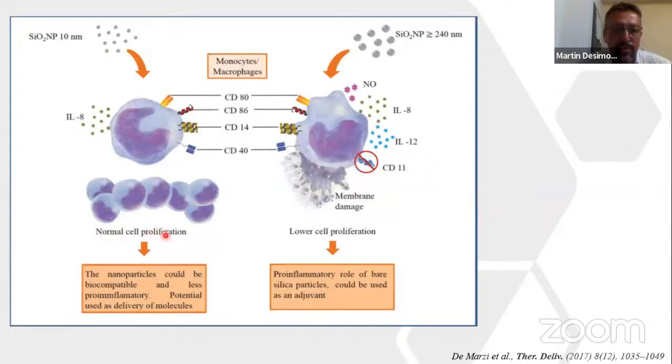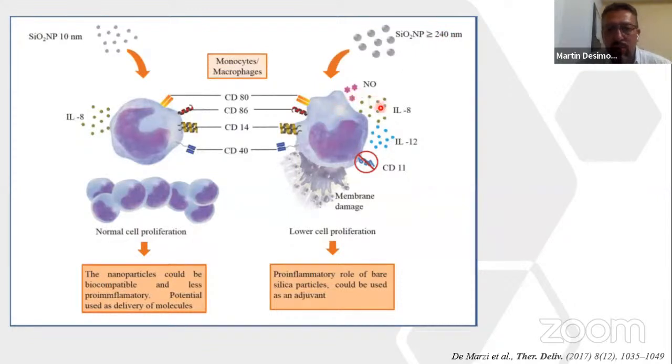This means that the cell can proliferate in a normal behavior. There is no production of cytokines responsible for the activation of the cells. This could be indicative of an immune activation of the cells. This doesn't happen in the presence of small size silica nanoparticles. That means these very small silica nanoparticles can be used for the delivery of different therapeutic molecules. On the other hand, nanoparticles of 200 nanometers or more produce a strong activation of these cells.